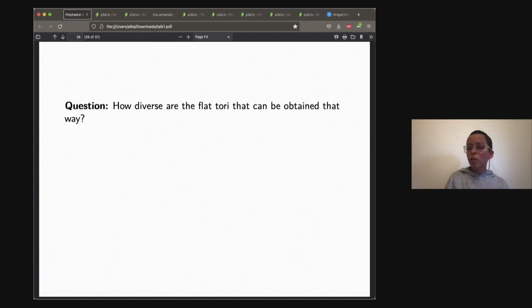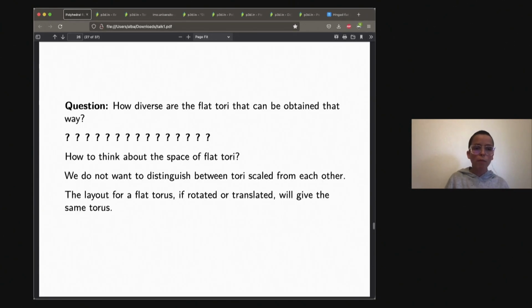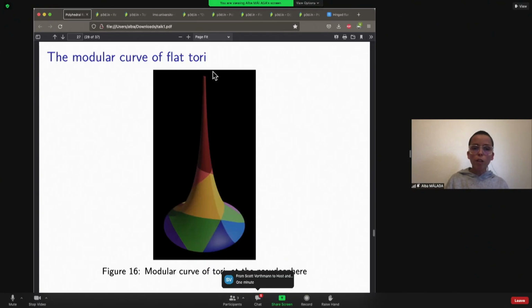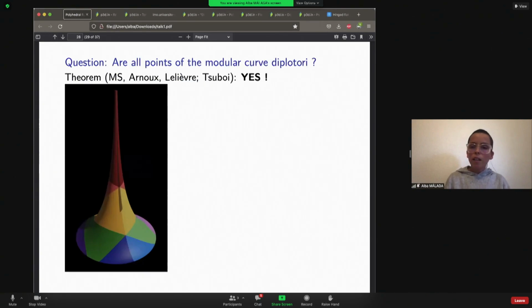And a natural question behind it is, because there is such a large variety of flat tori, can all of them be obtained with this double ploid construction? Can all of them be obtained as diplotori? Well, the flat tori live naturally in this space, which is called the modular curve of flat tori. For example, the red part represents the modular curve of flat tori, and this point here represents the one obtained from a parallelogram with equal sides and 60 and 120 degrees. And the answer is yes.